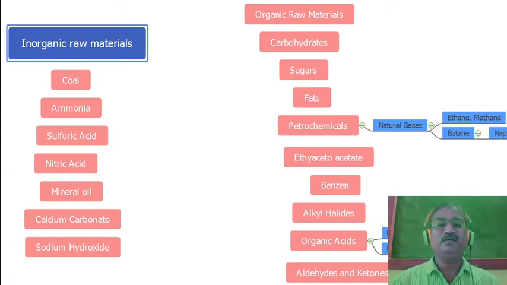Then the fourth important organic raw material is petrochemicals. Particularly these petrochemicals are obtained from different types of petroleum refineries. For example, natural gases obtained from refineries, that is ethane, methane, butane, and naphtha is also one of the key ingredients of different types of petrochemicals. So petrochemicals are used as a raw material, and we are all familiar that petrol, diesel, kerosene are some fuel sources of chemical industries as well as the automobile industry.